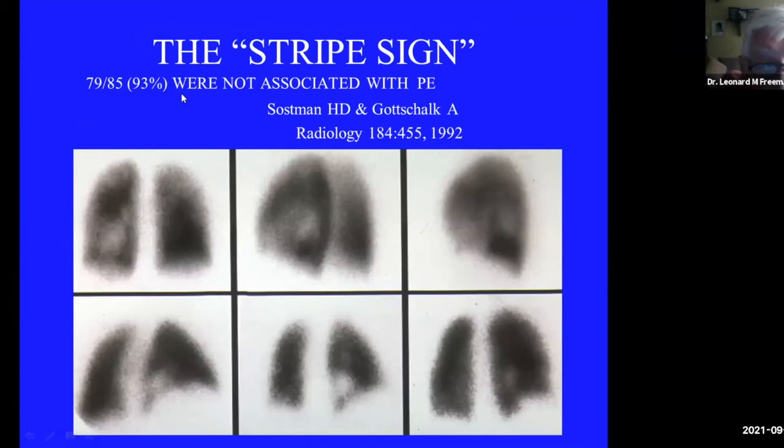This is called the stripe sign, okay? If you look at each of these different scans, notice that you have a defect, but notice that the defect is in the body of the lung. It is surrounded by normal parenchyma. These are 6 different cases. All right. A pulmonary embolus must come all the way out to the periphery. It must come out to the pleural surface. So if you can see a stripe sign separating the defect from the periphery, that is not a pulmonary embolus.